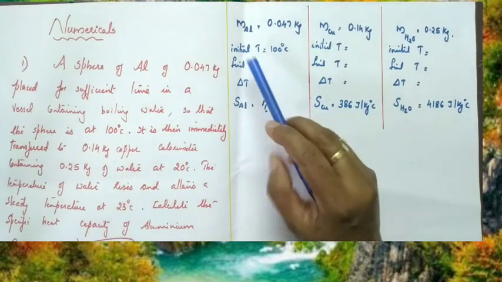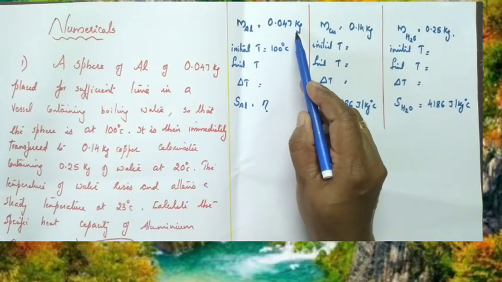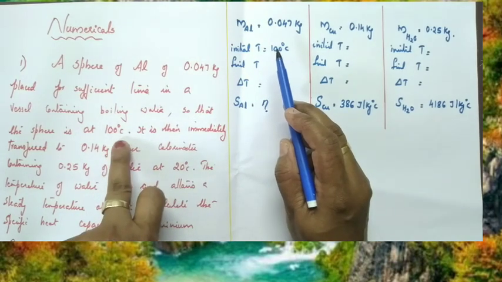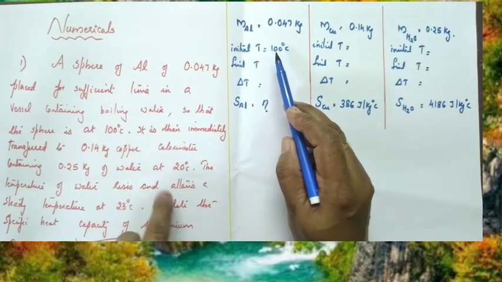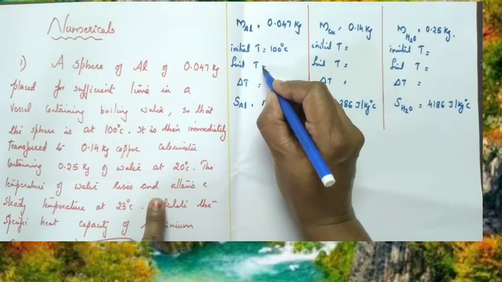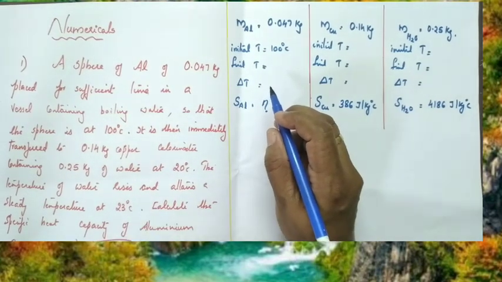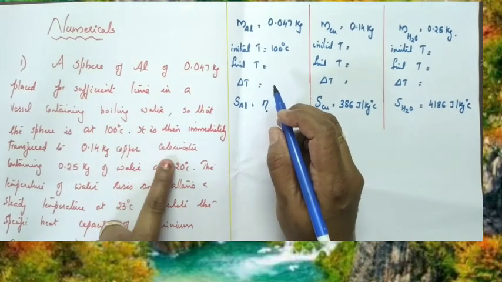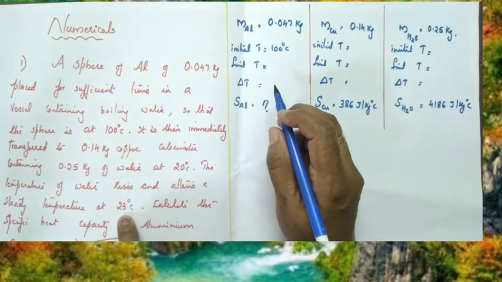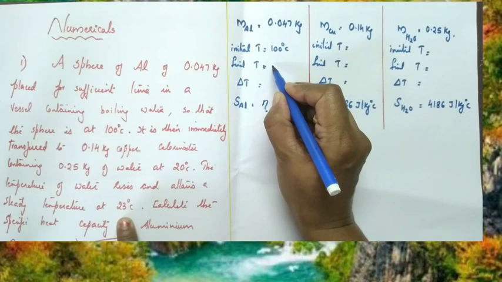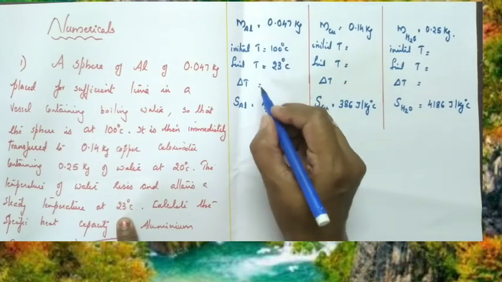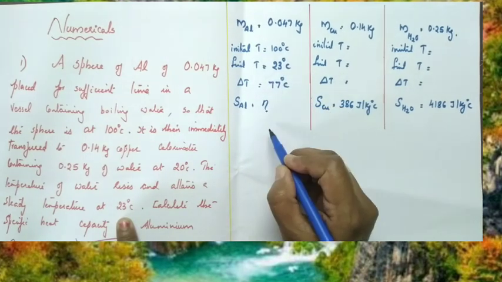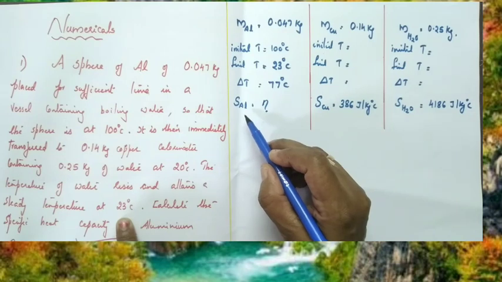Here these are the values given. Mass of aluminium is 0.047 kilogram. Its initial temperature is 100 because the aluminium sphere is dipped in boiling water. What is its final temperature when this aluminium sphere is immediately transferred to the copper calorimeter containing water? The final temperature is 23. So initially it is 100, finally it is 23 degrees Celsius. So what is the change in temperature? 100 minus 23, that is equal to 77 degrees Celsius. And we have to find out the specific capacity of aluminium.